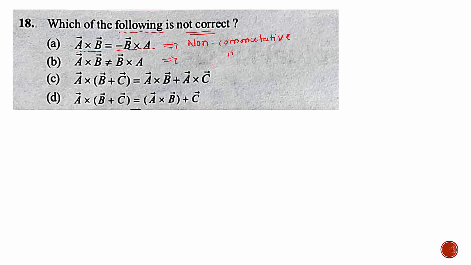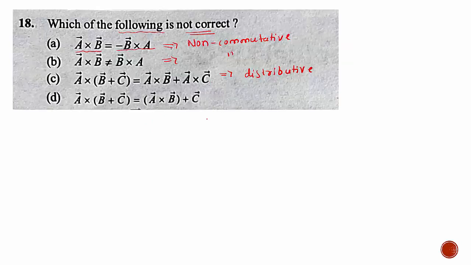Option C, vector A cross (B plus C) is equal to A cross B plus A cross C. Yes, this is the distributive property. The vector cross product follows the distributive property. Yes, this is also right. Last option, A cross (B plus C) is equal to A cross B plus C. This is not the right answer. So we have to find the not correct option, so option D is not correct.